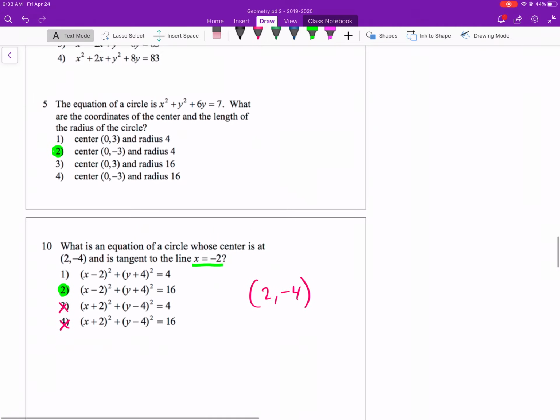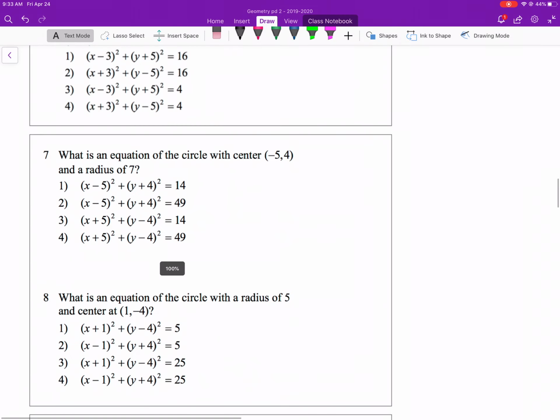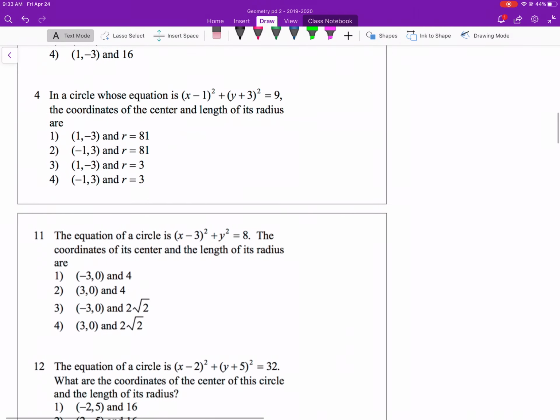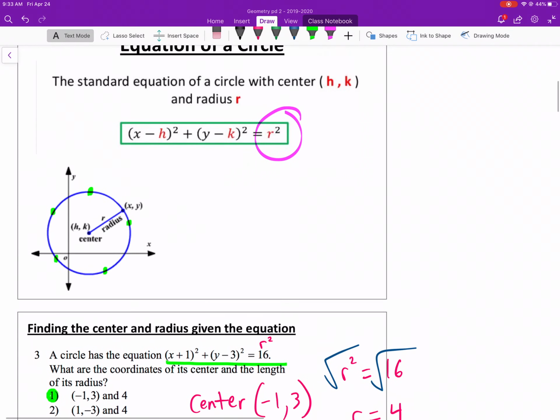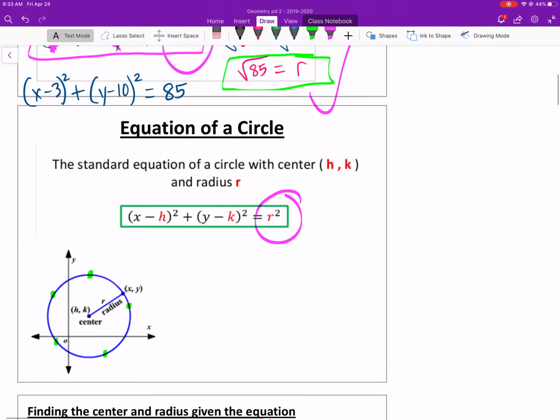Alright, and that's it for today. So just make sure you go back and you complete these problems. They're pretty straightforward. Alright, just converting from the equation, finding the center and the radius, and then using the center and the radius to write the equation.